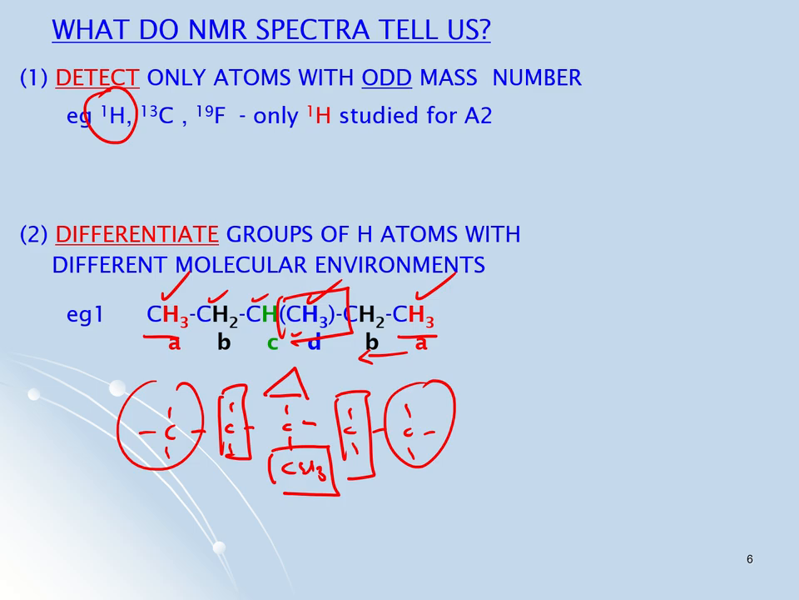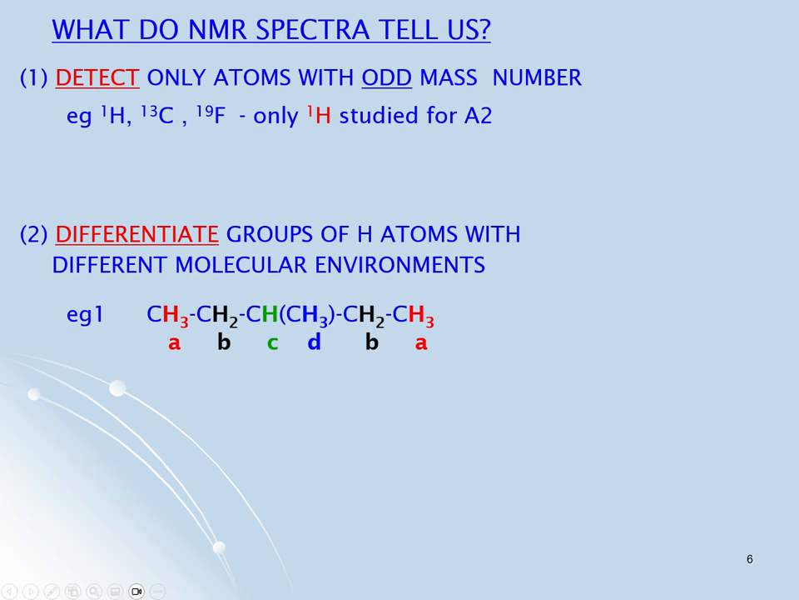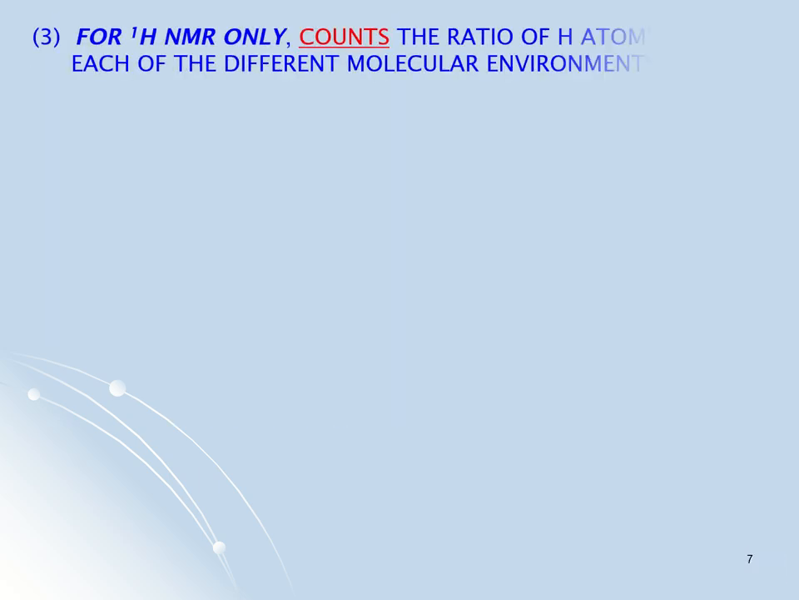So that's the first thing that we can work out with an NMR: the number of signals tells me the number of different environments. So in this particular molecule, I will get 4 different signals, and that will tell me I have hydrogens in 4 different environments.